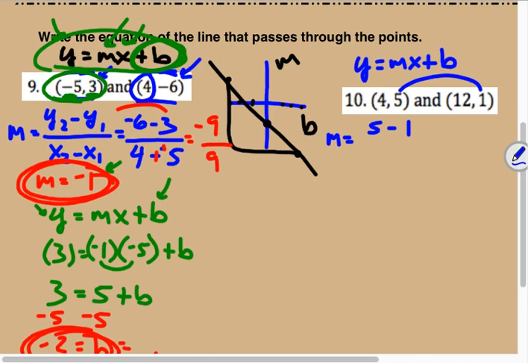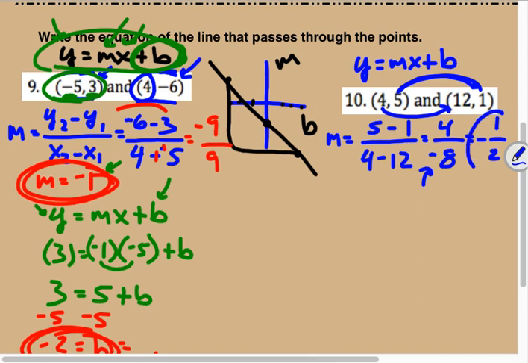But being I started with the 5 and went to the 1, I got to start with the 4 and go to the 12. So I'm going to say 4 minus 12. You could switch it up and say 1 minus 5 and 12 minus 4. You should still get the same thing. 5 minus 1 is 4, and 4 minus 12 is negative 8. So usually you don't keep the negative in the denominator. A positive divided by a negative is a negative, so we're just going to say negative, and then reduce the 4/8 down to 1/2. So negative 1/2 right there is my slope.